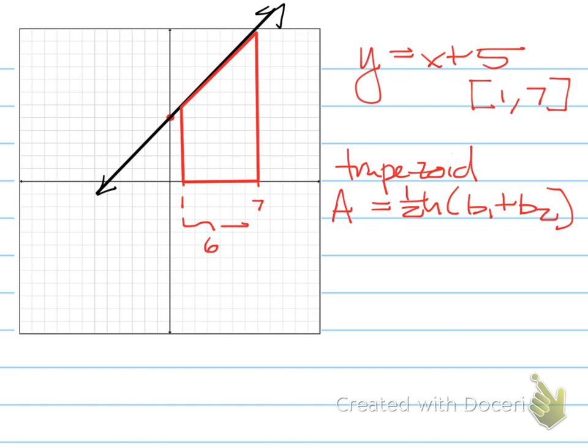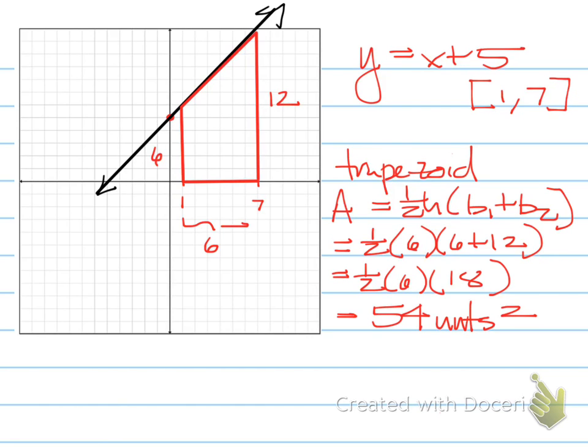And the bases are the two parallel sides. So the base on the right would be 12. The base on the left is 6. And we plug that into our formula. We get the same thing that we got using integrals. We still got 54 units squared for the area up under that curve or this line.